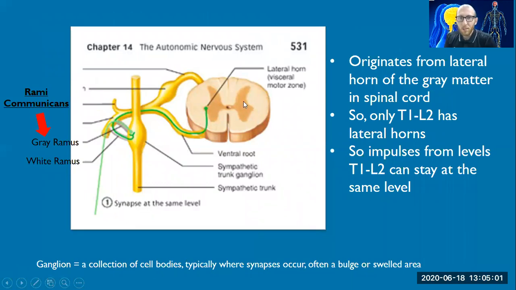Furthermore, here's another great shot of that lateral horn being the origination of the sympathetic nervous system, and then coming out, traveling, synapsing. So the key word with the sympathetic trunk is that that's where the synapse occurs. One neuron synapsing with another neuron. And then it goes out from there.